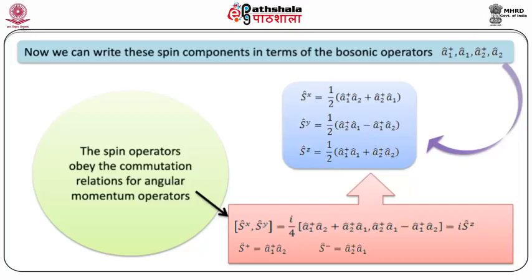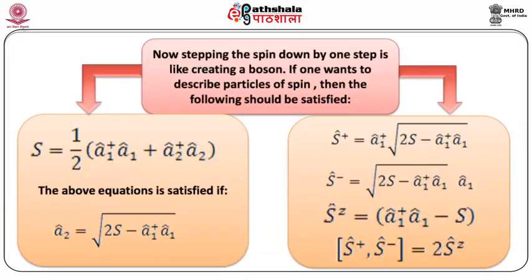This is very important, and at the same time we also have the relations S plus, which is an operator, equal to A1 dagger A2, and S minus operator equal to A2 dagger A1. So they are basically conjugates of each other. Notice that. Now, stepping the spin down by one step is like creating a boson. However, we cannot equate Aj dagger with Sj minus. Don't confuse this.